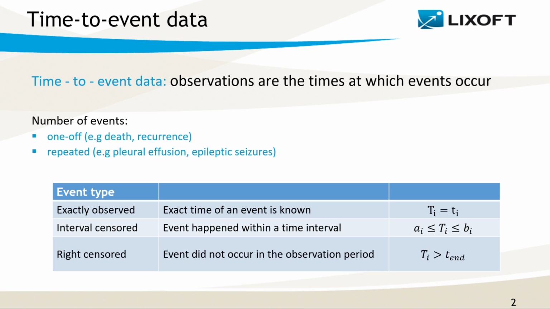It can be a time of, for example, death of a patient or times of repeating seizures. A study can give us exact times or time intervals when events occur. In addition, patients can leave a study before experiencing an event. They can die due to other illnesses, or they might not experience an event at all during the observation period.